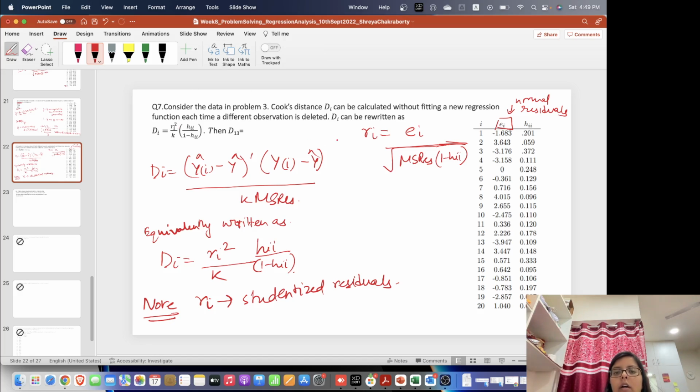Okay, sorry. So this thing can then be written as ei square by k ms residual 1 minus hii into hii by 1 minus hii. So here we would have a square and we would have some hii.